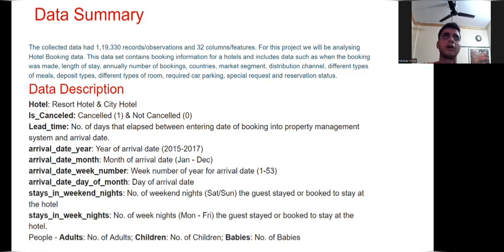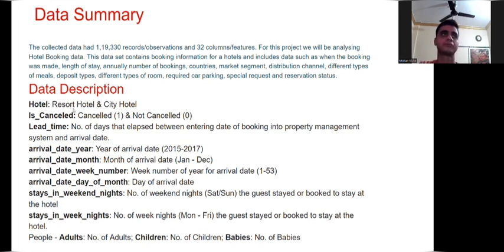So the dataset contains around 1,19,330 observations, which we can also call data points. And there are 32 columns, which we can also say are variables or features. So we will come to the data description. First is hotel. There are two types of hotels, resort and city. Another important feature is is cancelled. It has two values, 1 and 0, 1 for cancelled and 0 for non-cancelled bookings.